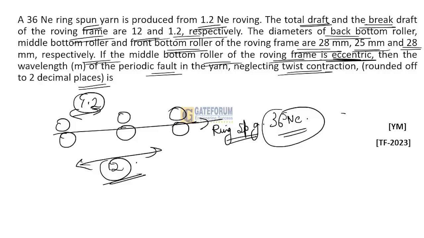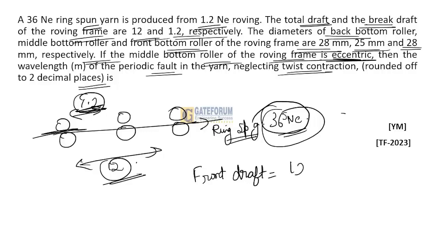The yarn count is 36 Ne, and the roving count is 1.2 Ne, and finally after this roving, the 36 Ne count is formed, and the break draft is also given as 1.2. So you will have to calculate the front draft. What is the front draft? The front draft is basically the total draft, that is 12, upon the break draft, 1.2. So the front draft is 10.